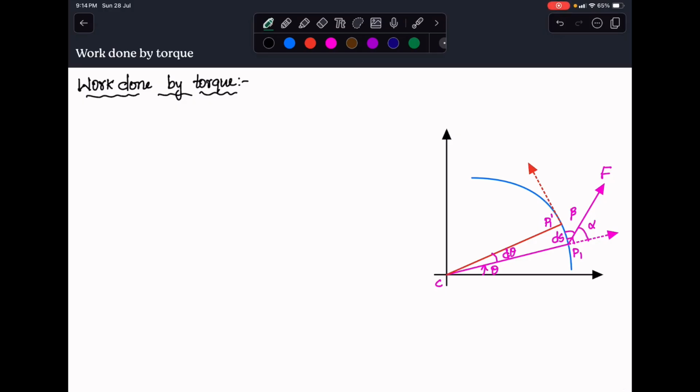So hello everyone, once again I'm back. Here I'm trying to explain work done by the torque. I would like to derive a formula for the torque by stating an expression with the help of work done by torque.